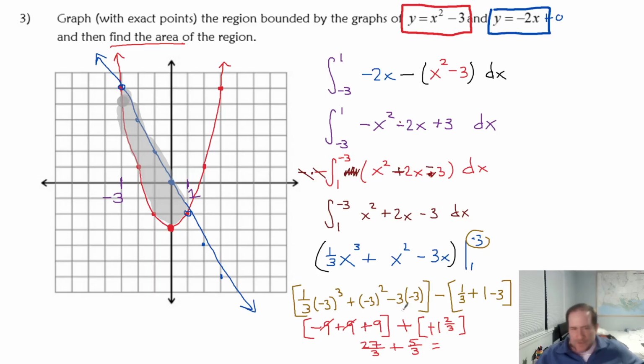And that's coming out to 32 thirds, which I think is the answer we got in class when we did this problem. So I'm going to call it 32 thirds. I'm going to put a box around it and call that a problem done. That's 3. Let's try 4.